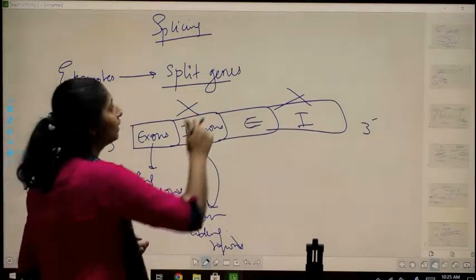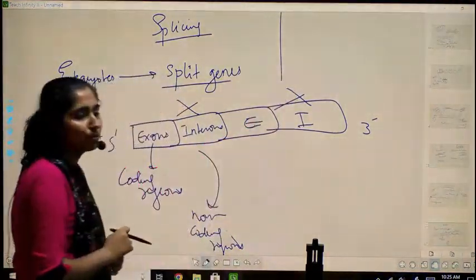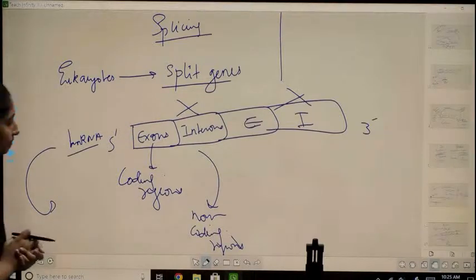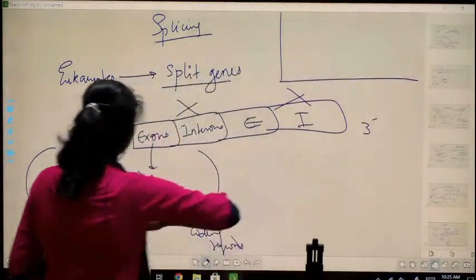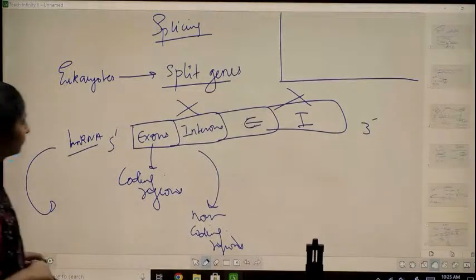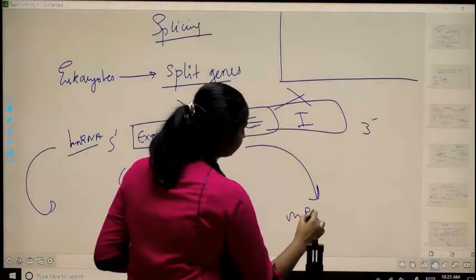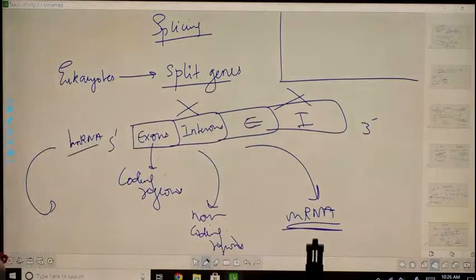Now do bacteria or prokaryotes have split genes? No. In case of prokaryotes, there are no split genes present. In their genome, only coding sequences are present, right? So there is no requirement of splicing in case of prokaryotes. So once this processing is done, our mRNA is ready. Our mRNA is ready to be transported to the cytoplasm.